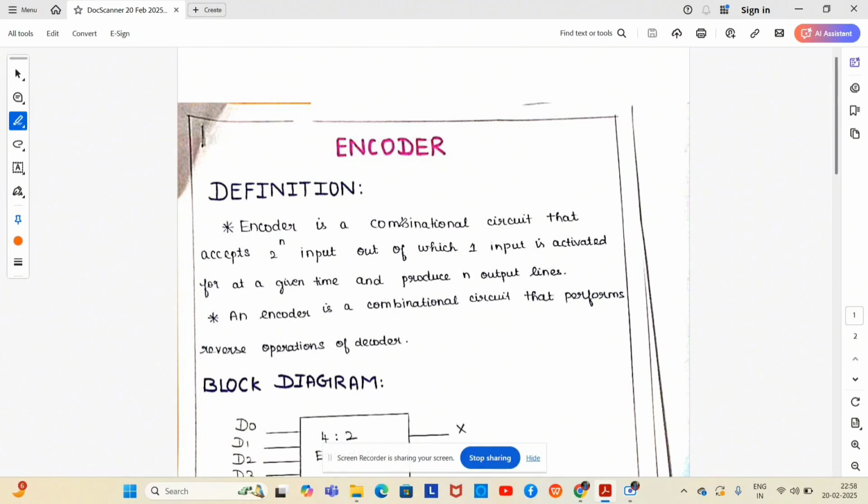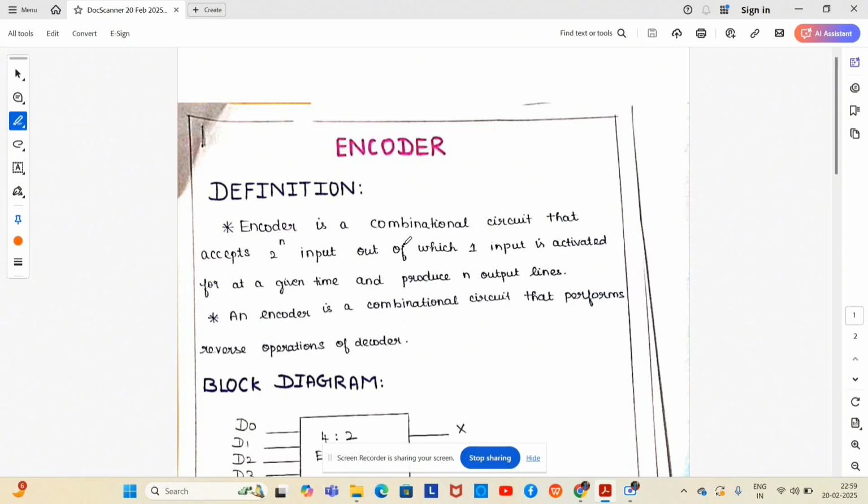So, encoder converts information from its original form into a coded format, while decoder takes that coded information and converts it back into its original form, essentially reversing the encoding process. In simple words, encoder translates the data into a code, and decoder decodes that code back to its original information. So that is the difference between encoder and decoder.